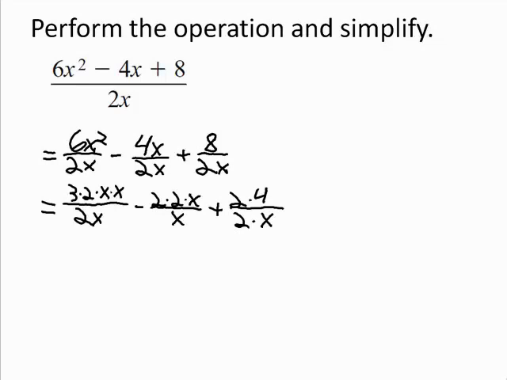In the first term, a 2 and an x cancel out. In the second term, an x cancels out. And in the third term, a 2 cancels out. The simplified expression is 3x minus 2 plus 4 divided by x.